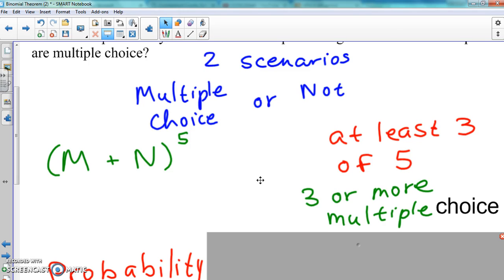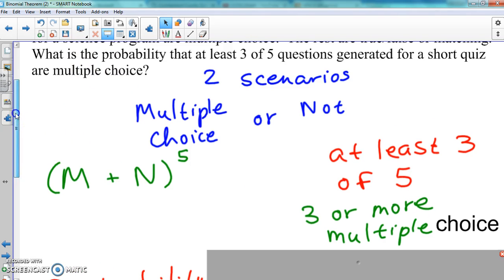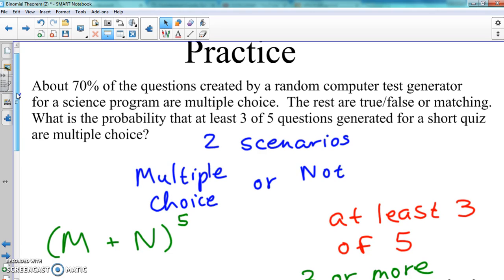So be careful when you write this that you're dealing with the m being 3 or more and not the n. Don't just copy what we did on the last problem, like, oh, that's what we did on the example, so that's it. No, we're talking about multiple choice, so remember, that is m. And then they give you a probability up here of multiple choice. You have to figure out the probability of the not multiple choice, and then do all that from there.